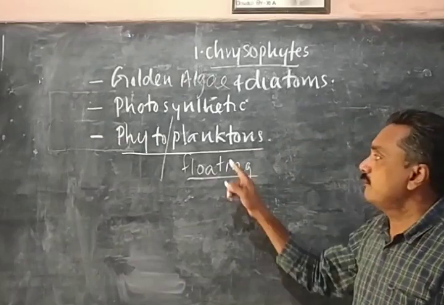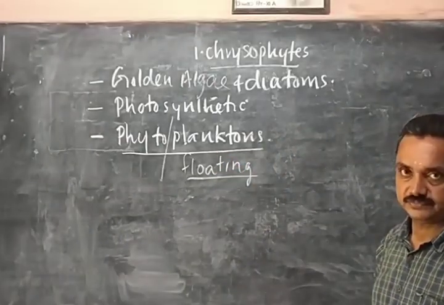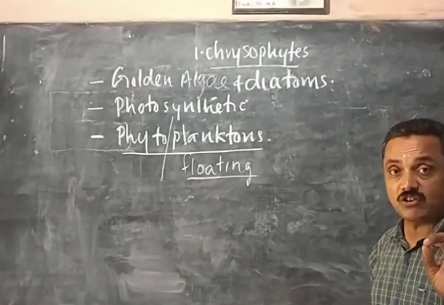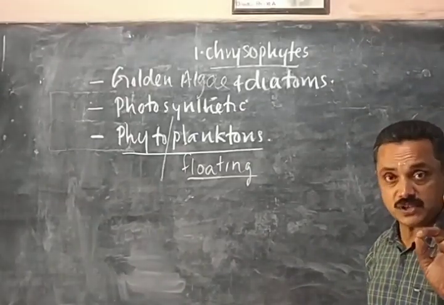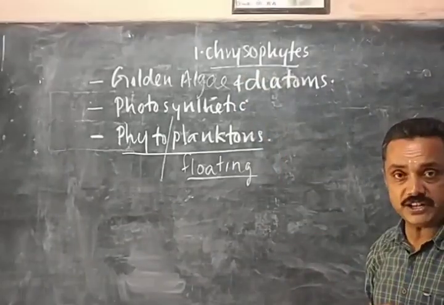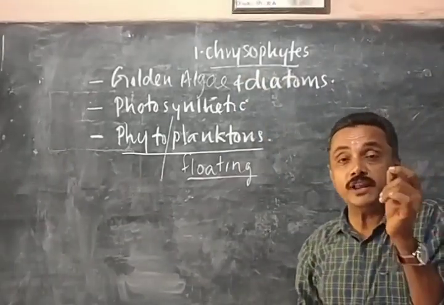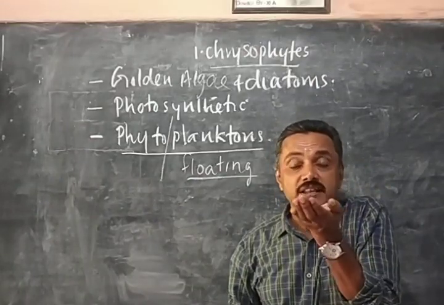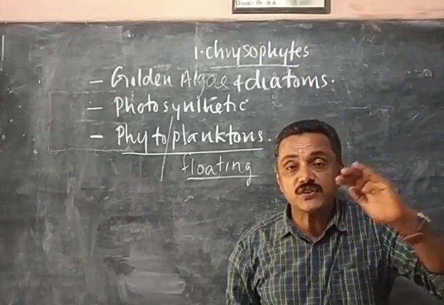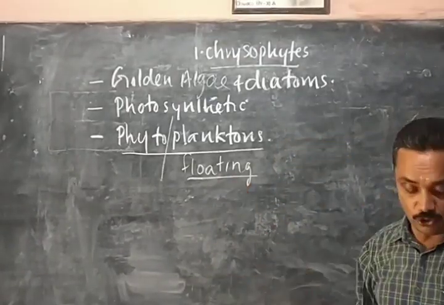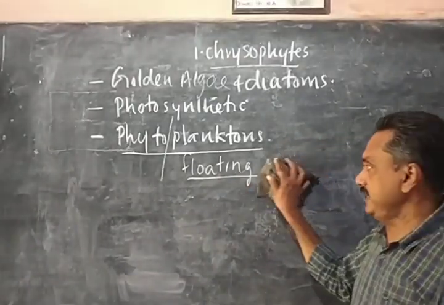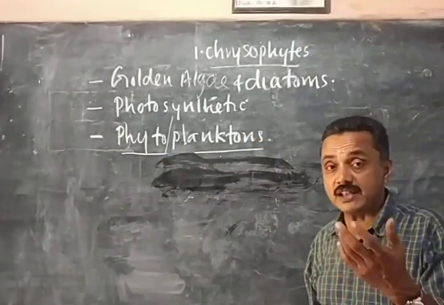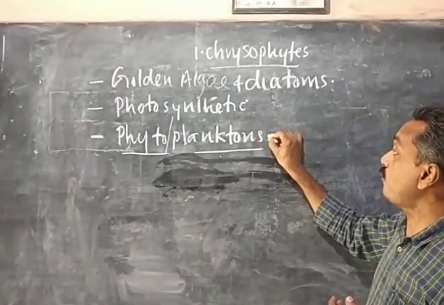So these unicellular algae and diatoms, they are remaining on the surface of water, floating on the surface of water. They are called phytoplanktons. So phytoplanktons means unicellular algae and diatoms coming under the Chrysophytes. They are very small unicellular organisms. So they remain on the water surface. They are floating on the water surface of the ocean. They are called phytoplanktons. And these phytoplanktons are very important ecologically because they are the main producers of the ocean.